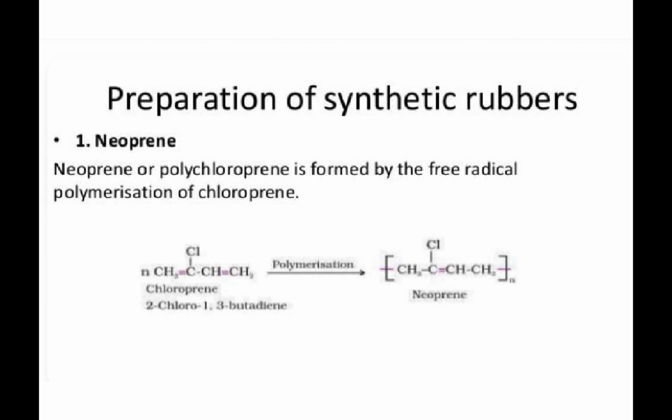Then how can you prepare synthetic rubber? Neoprene is one example. It is also known as polychloroprene, made by free radical polymerization reaction. So you can see the reaction over here. NCH2 double bond CCl CH double bond CH2 undergoes polymerization. You get CH2 CCl double bond CH CH2 N times. It's known as neoprene. It has got a high resistance to vegetable and mineral oil. So it is used to manufacture conveyor belts, gaskets, hoses, etc.